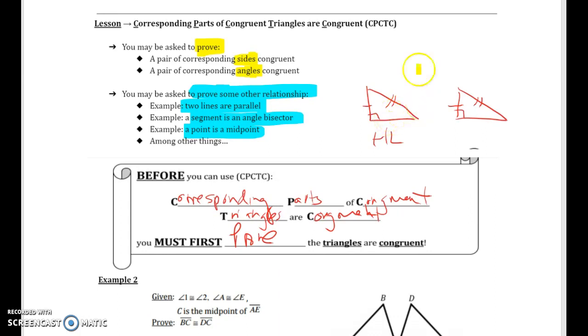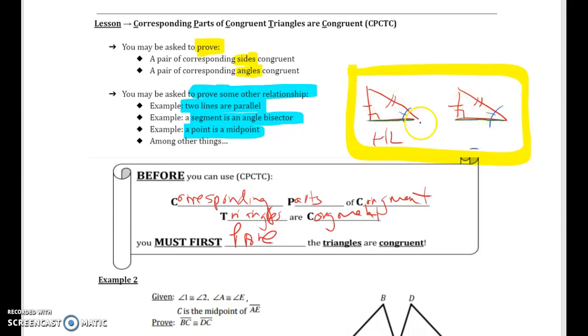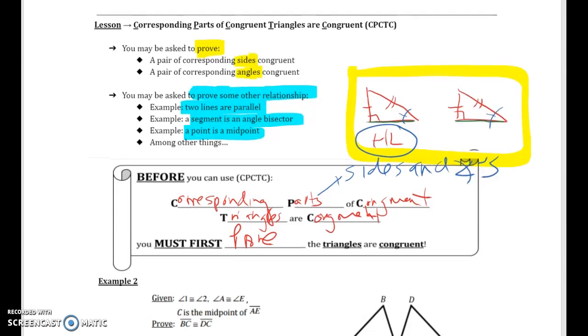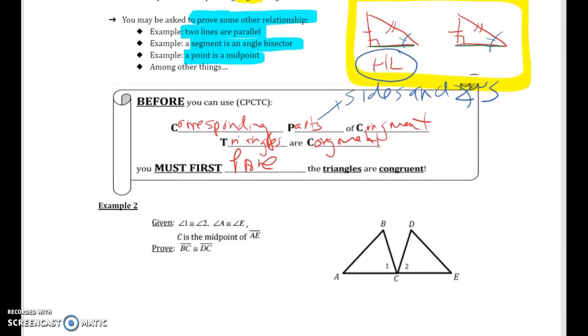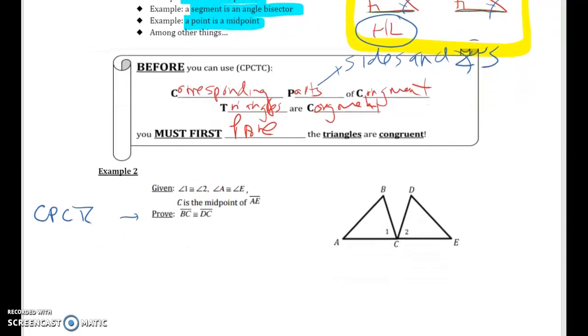So again, I've already proven these two triangles congruent by hypotenuse leg, and so then I can talk about this side and this side, or this angle and this angle, because these correspond with one another. Because these two triangles are congruent, which I have proven, I can now talk about the other parts, meaning sides and angles being congruent as well. So let's apply this. First things first, if we're asked to prove something other than the two triangles being congruent, this is a hint that you may need CPCTC. Depends on the proof, that varies.